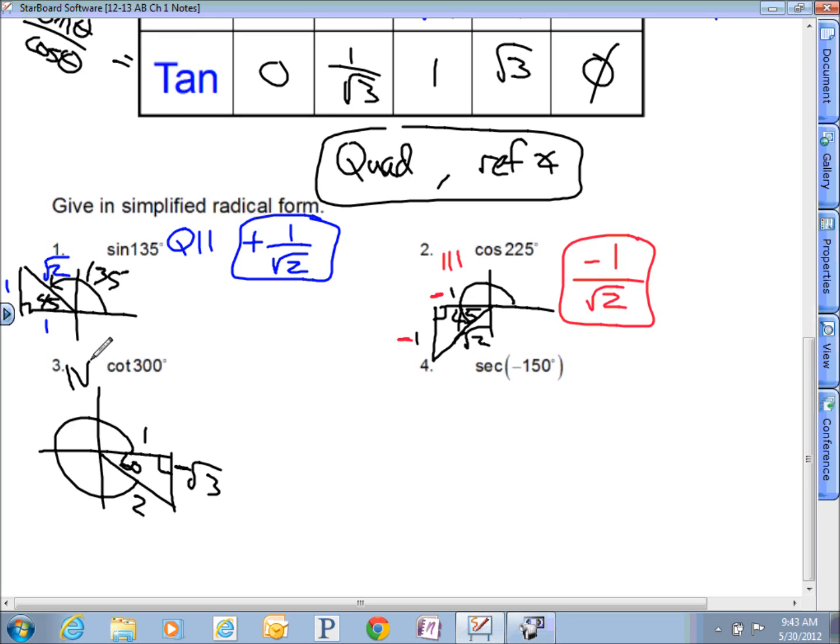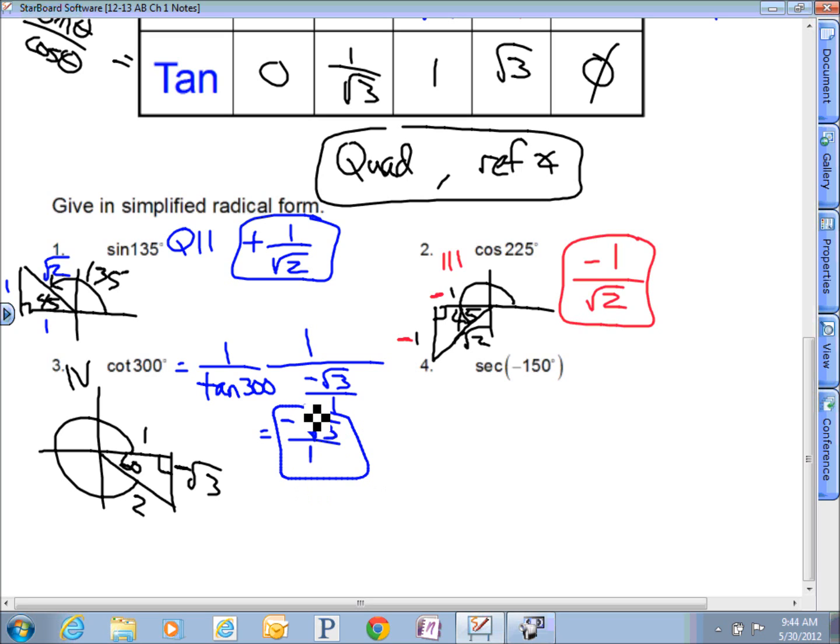If we're in quadrant number 4, cotangent, let's see, cotangent I don't know a lot about, but I know a lot about the tangent of 300. Tangent of 300 would be the opposite, root 3 with a negative on it, over the adjacent, which is a 1, and we'd have to put all that on the bottom of my fraction. Dividing by a fraction is the same as multiplying by its reciprocal. There's your cotangent.